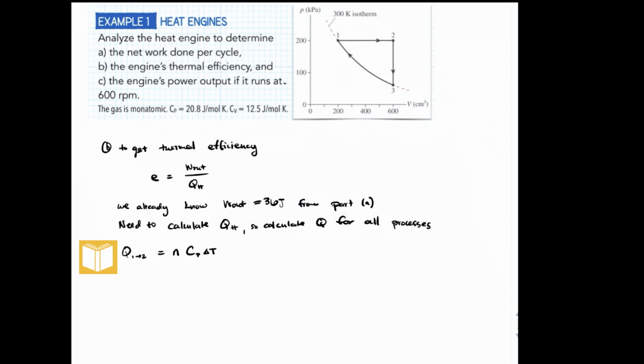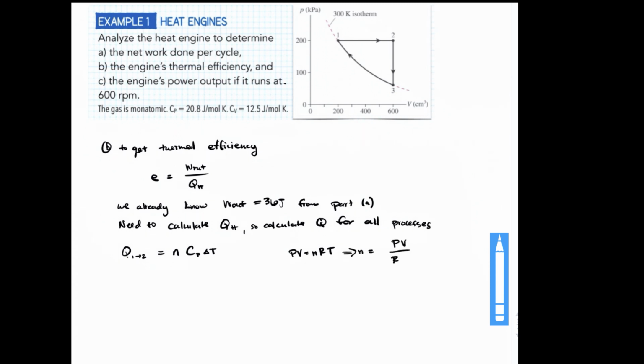So for our constant pressure process, 1 to 2, it's nC_P delta T, the C_P for constant pressure. But then we run into another problem where we actually don't know what the number of moles is, because for cycles we don't always need to know that.